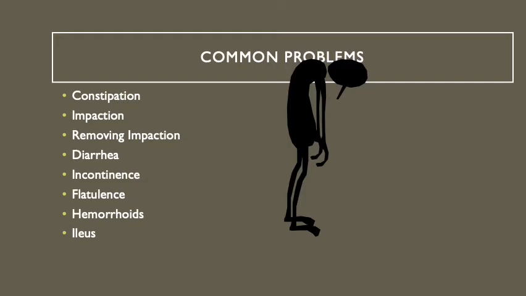so common problems with bowel elimination are constipation, development of impactions, fecal impactions, diarrhea, incontinence, bowel incontinence, flatulence, that's excessive gasiness, hemorrhoids, and ileus. So constipation, that's where too much water is absorbed from the stool, or there wasn't adequate water being taken in. The patient's dehydrated, and they end up with small, pebbly little stools and infrequent evacuation.